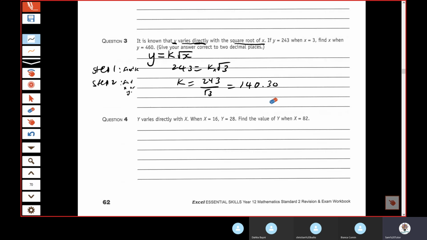So technically your new equation is this. I need a bit more room. So technically your new equation is y equals 140.30 root x. Now it's saying find x when y is 460. Find x when y is 460. So it'll look like this.